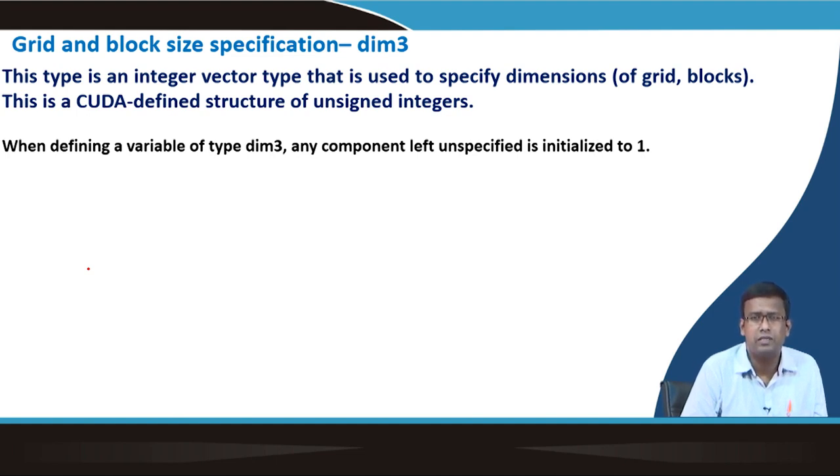So dim3 typically will take 3 non-negative integer values, and that will give us, say for grid size, the number of blocks in the grid in x, y and z direction. If we do not specify all these 3 values, if we only specify one value, it will take that in x direction, and y and z will be initialized to 1, it will consider that there is no other block in y and z direction. So if nothing is specified, it will stick to the initialized value of 1.